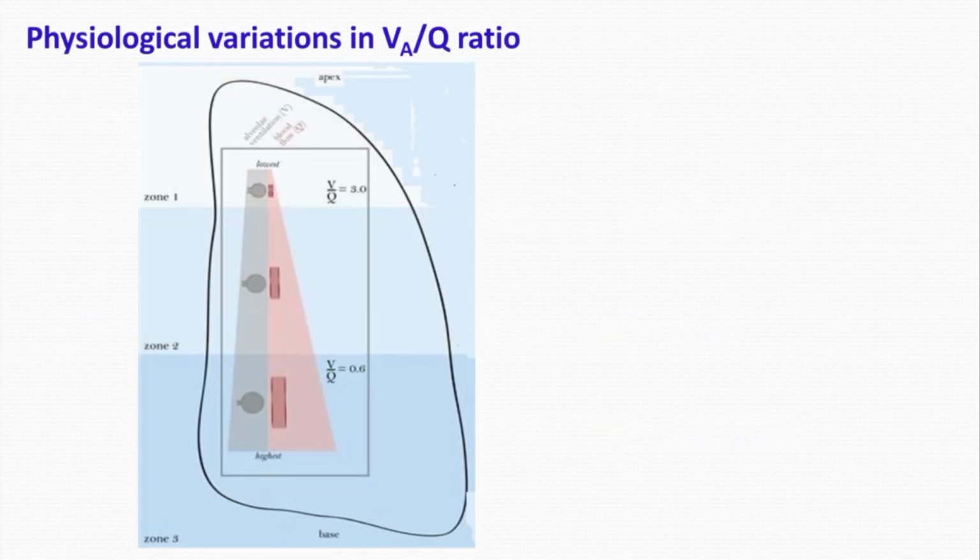Now let us discuss various physiological variations in ventilation perfusion ratio. Now this is a normal lung and this is the middle part of the lung, where ventilation and perfusion are perfectly matching each other. So the ratio is about 0.8 or normal.